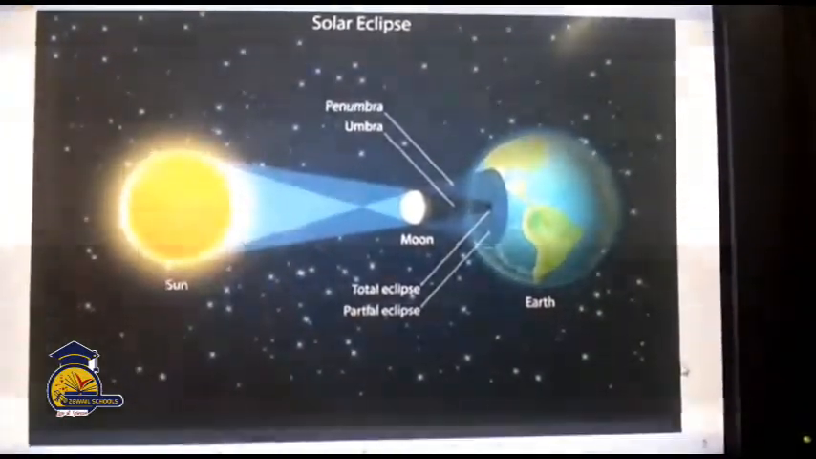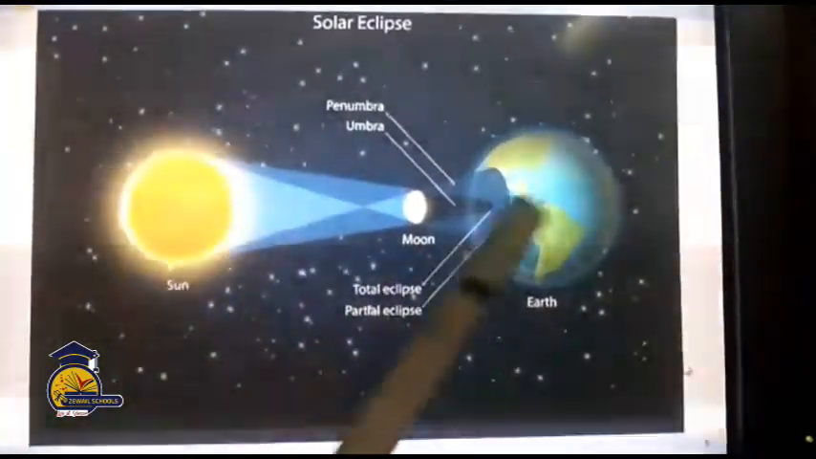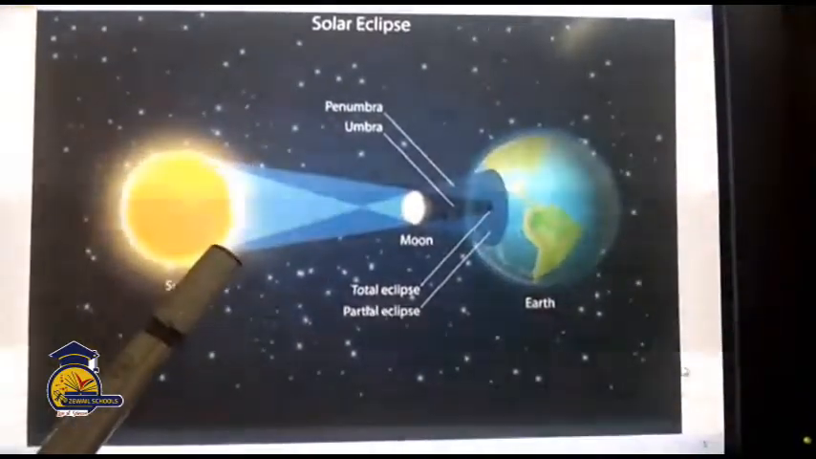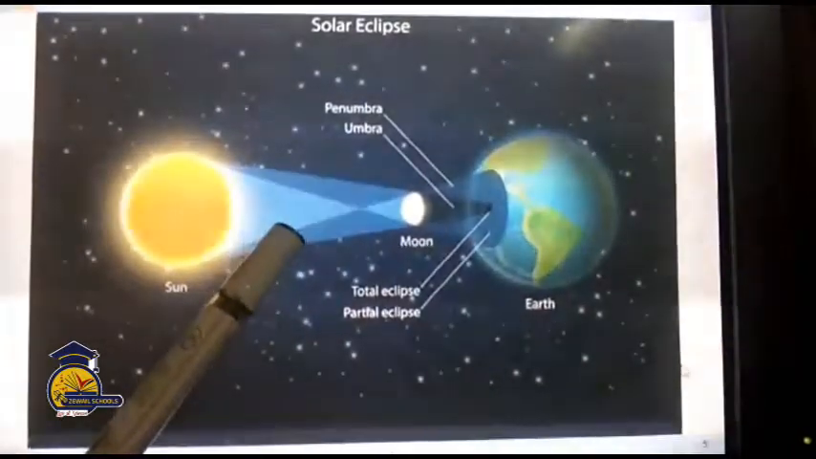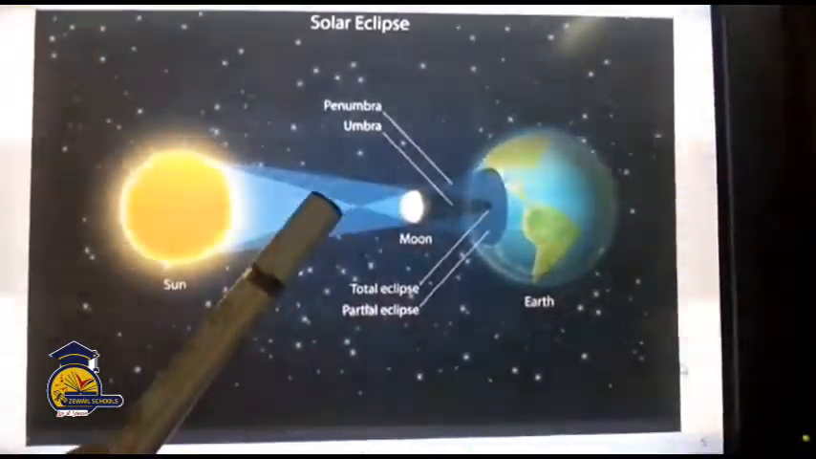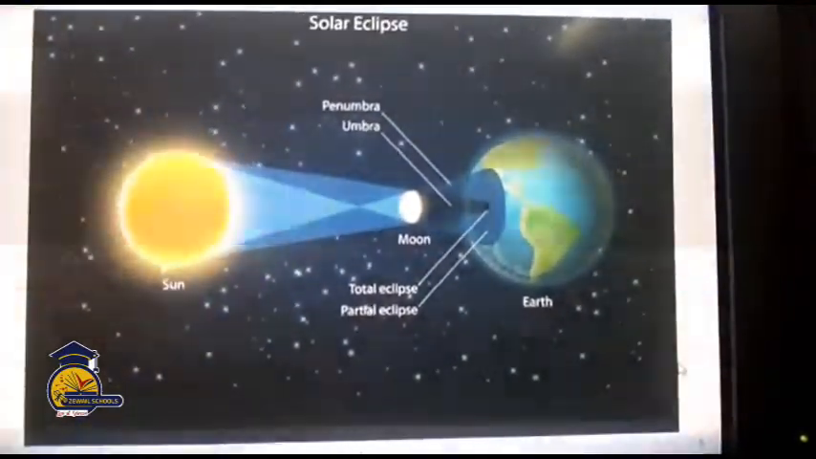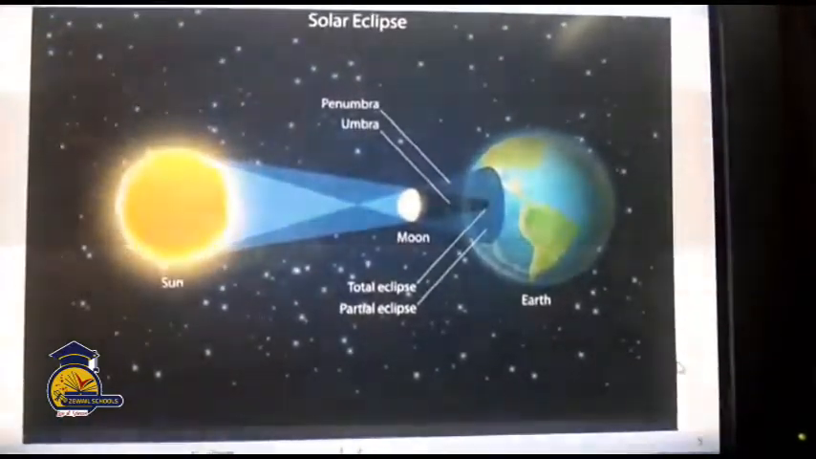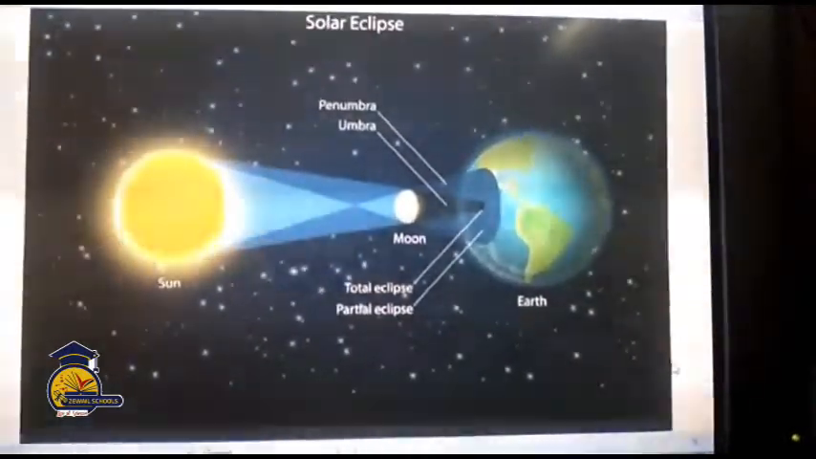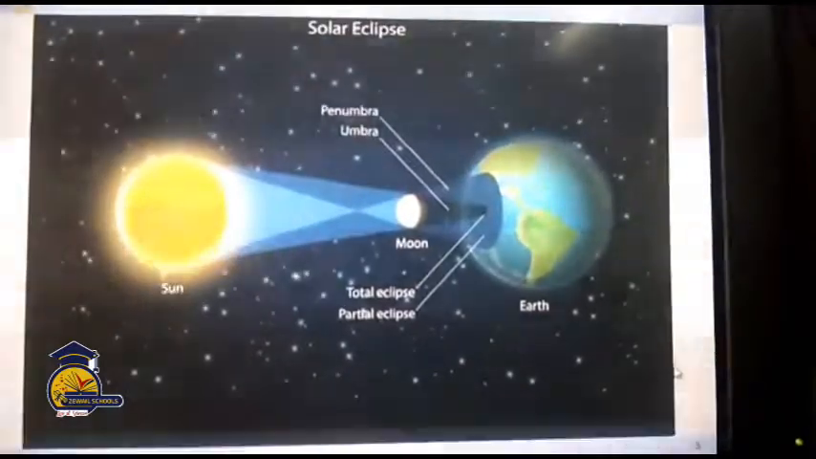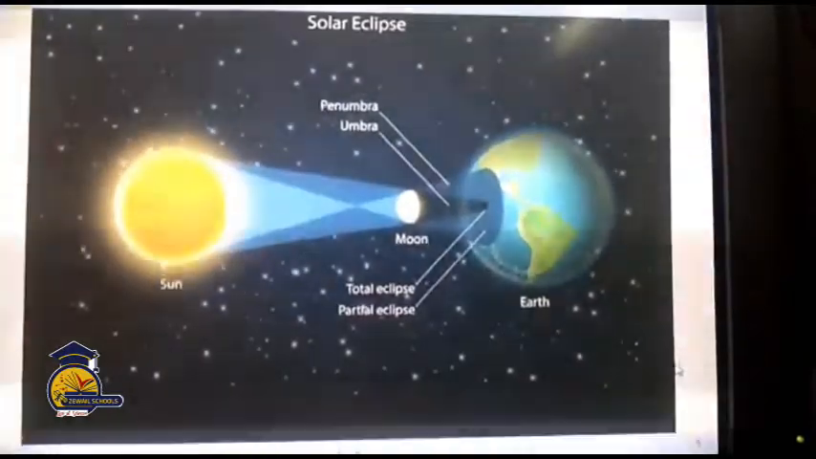Part 3, antumbra. It happens when the moon comes between Earth and sun, but further from the Earth. It appears smaller than the sun, so it causes an annular solar eclipse. This happens when the area of Earth lies in the antumbra area of the moon.